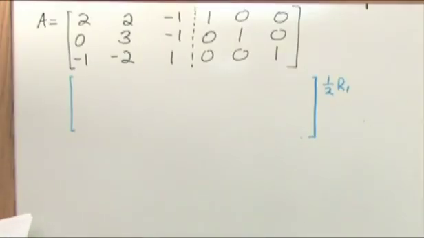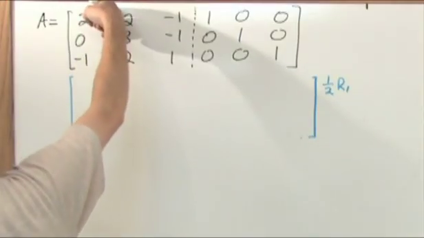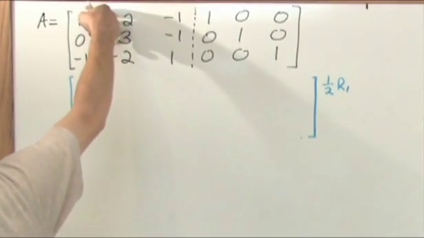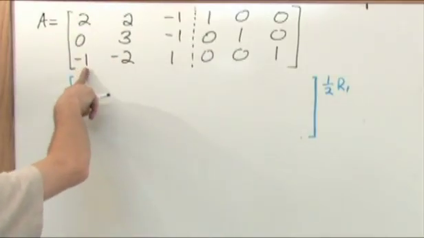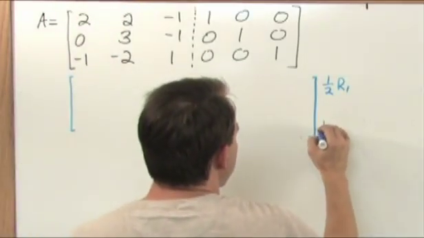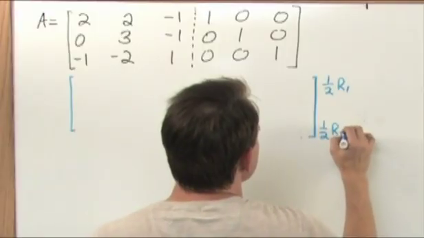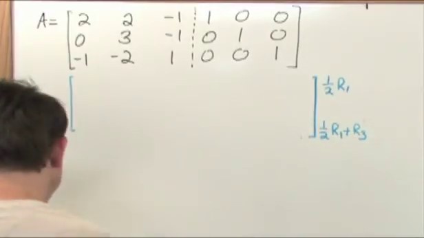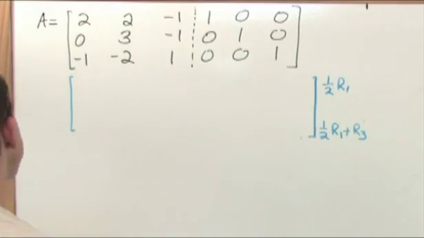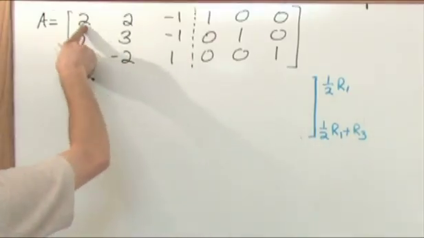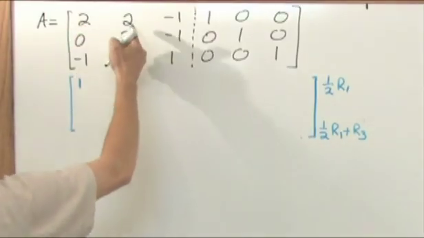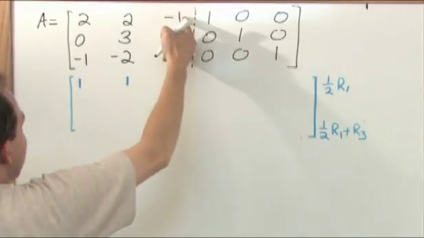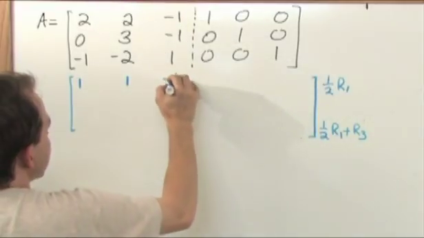So the easiest way to do that is to take this row, multiply by 1/2. That's going to give me a positive 1 here. Adding it to this is going to give me a 0. So what you say is 1/2 times row 1 plus row 3. Okay? The middle row we're not going to change because we already have a 0 here, and we're just going to leave that alone for right now. Okay? So 1/2 of row 1. 1/2 of 2 is 1. 1/2 of 2 is 1. 1/2 of -1 is -1/2.